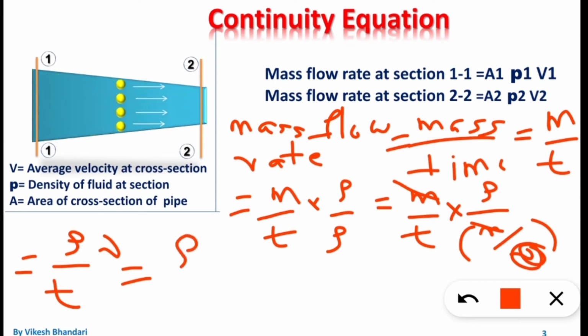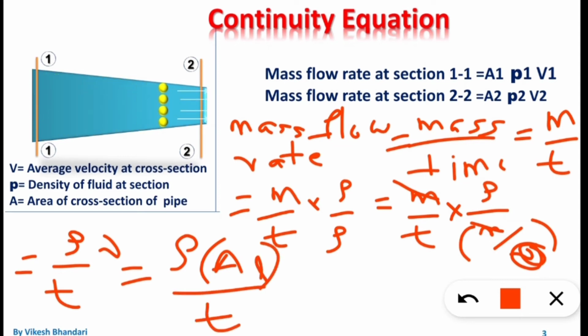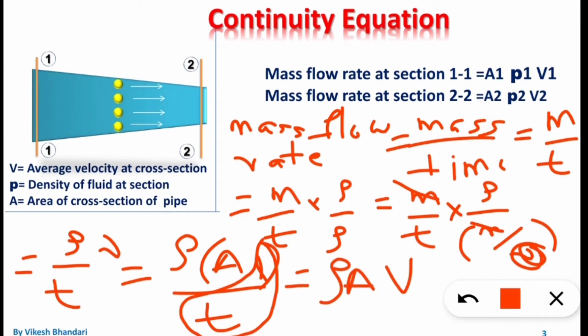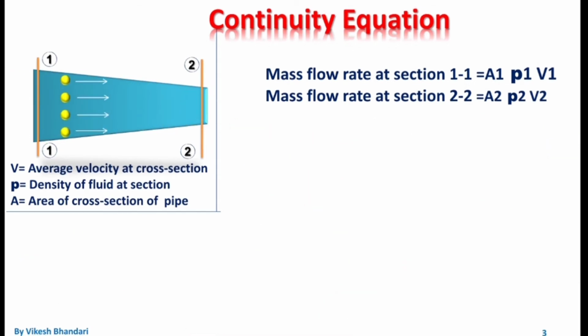Then what is it here? Density into area into length divided by t. Then what is length divided by time? That means distance divided by time, which we can call velocity. Okay. Then ultimately we got rho A into v. Rho means density, A means area, v means velocity. I hope you understood well.